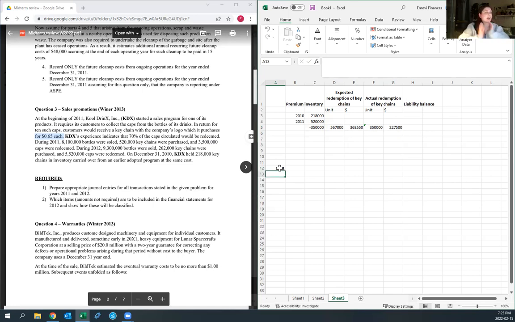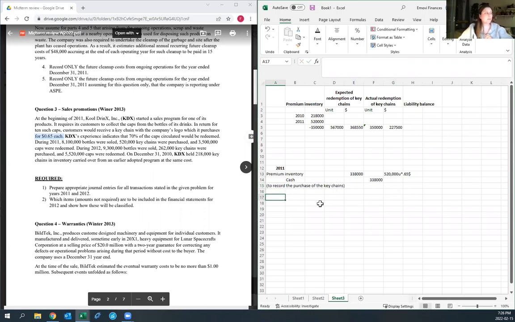So the first entry that I want to do, because they asked us to do all the journal entries, I'm going to record the purchase of the keychains. So the increase here in premium inventory. And let's say that they pay for them in cash. So the amount here is going to be the 520,000 units times their cost of 65 cents. So this is to record the purchase of the keychains.